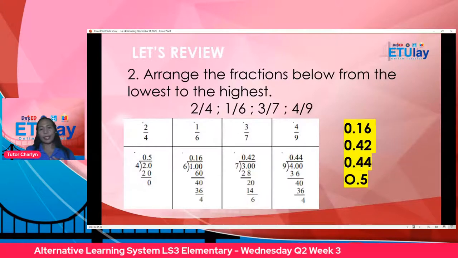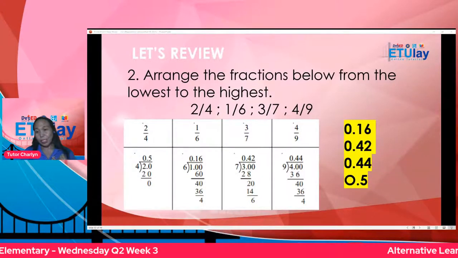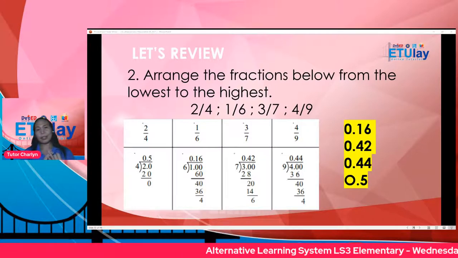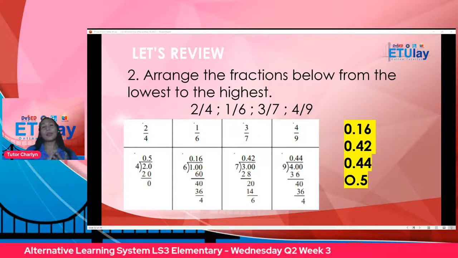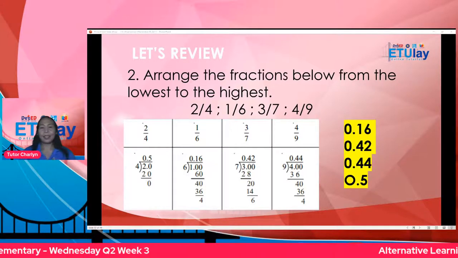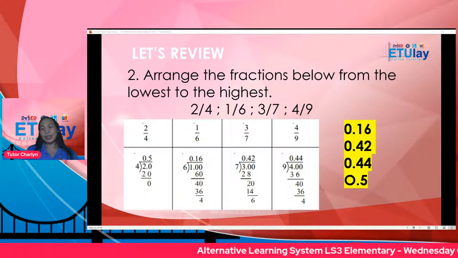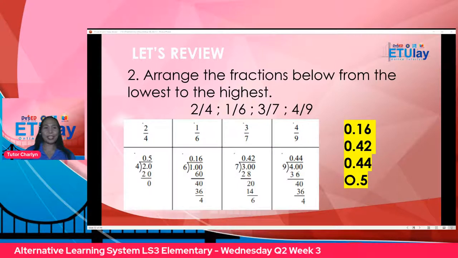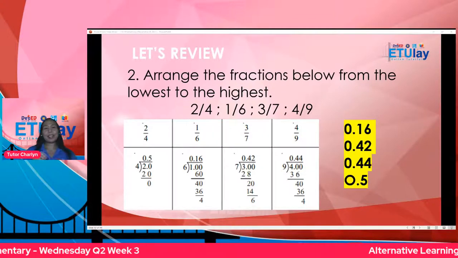Sana po, nakuha natin. Nakuha po ba ang tamang arrangement? 1/6. Huli po si 2/4, 3/7. Sunod po si 4/9. Huli po si 2/4. Okay. Hard daw. Nalito. Okay, ano po kasi natin, katulad ng ginawa natin kanina, i-divide po natin yung numerator sa denominator para mas maganda yung pag-arrange natin.